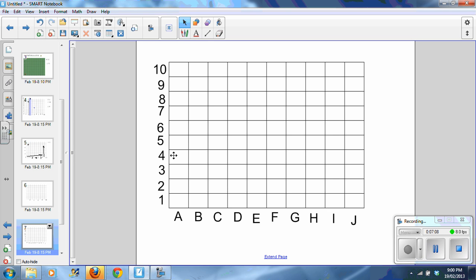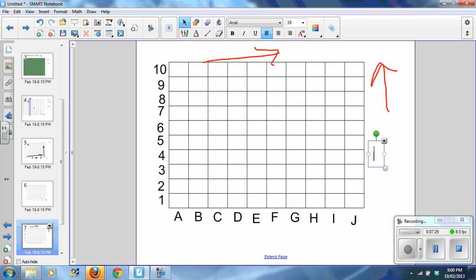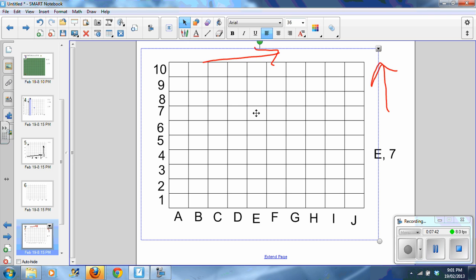Sometimes when you have grids as well, they have letters and numbers, or a combination of both. It's exactly the same. You remember the rules? Crawl and then climb. So let's have a look. Let's go for E. Okay, so if we look at E7, we crawl along to E, which is here, and we climb 7. Here is E7. Crawl before you climb.